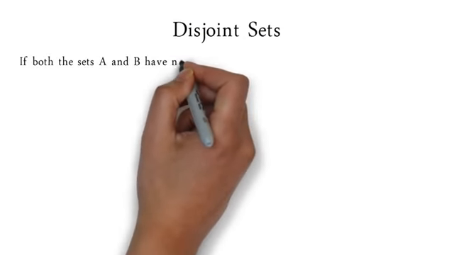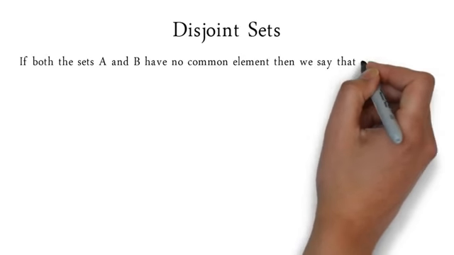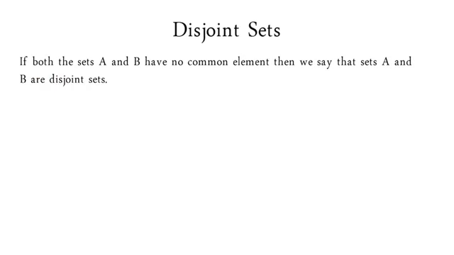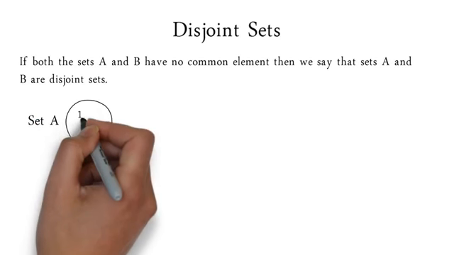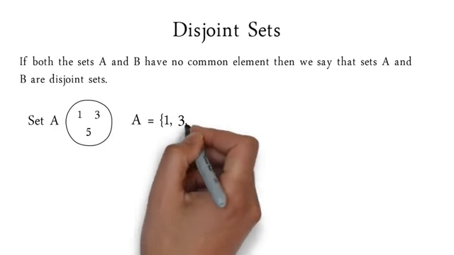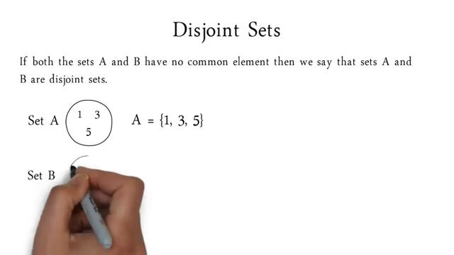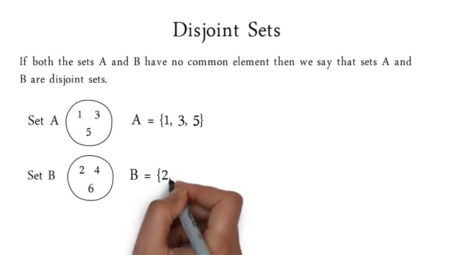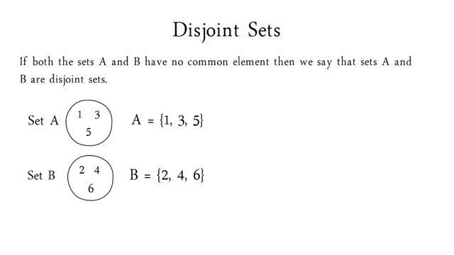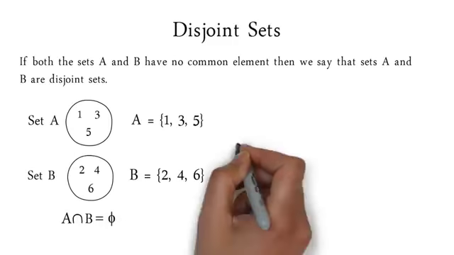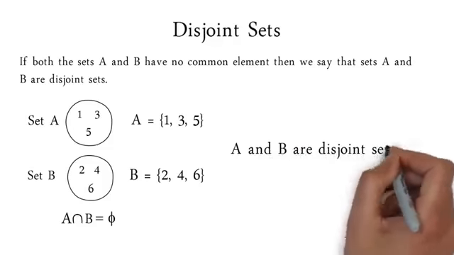Disjoint set. If both the sets A and B have no common element, then we can say that sets A and B are disjoint sets. For example, set A with elements 1, 3 and 5, set B with elements 2, 4 and 6. Thus, both sets don't have any common element. That is, A intersection B is equal to null set. Hence, A and B are disjoint sets.